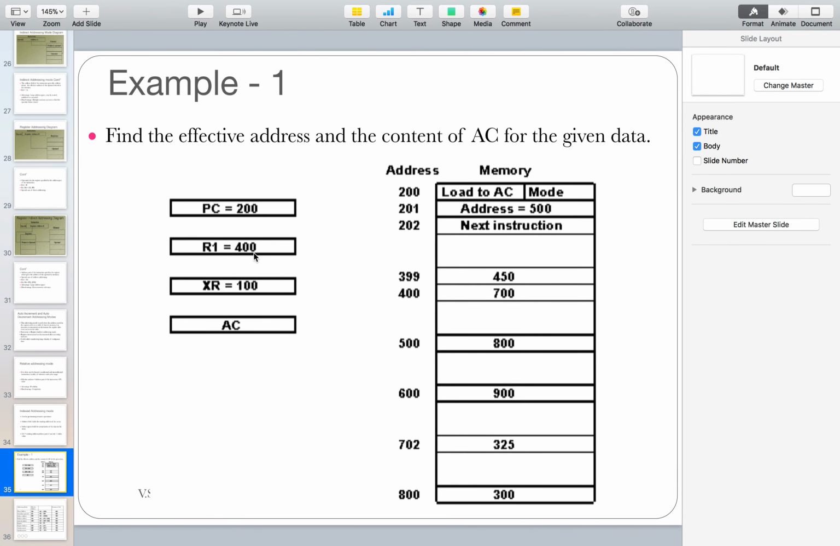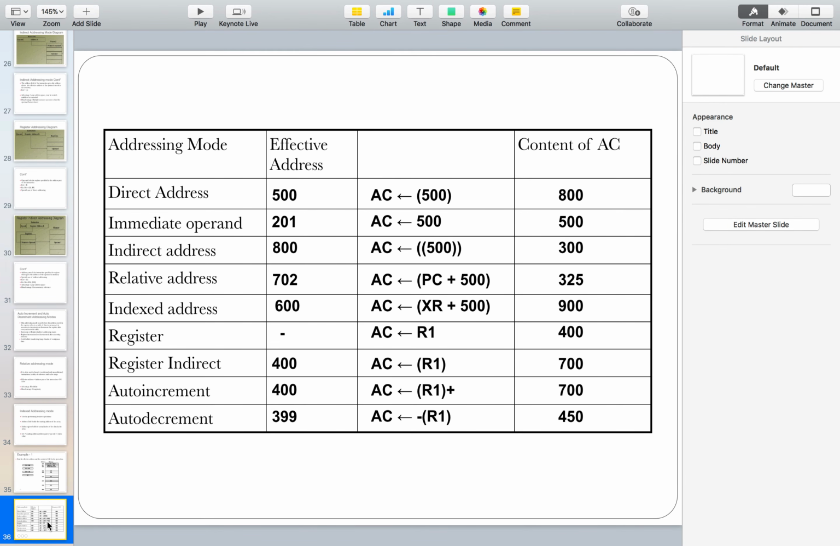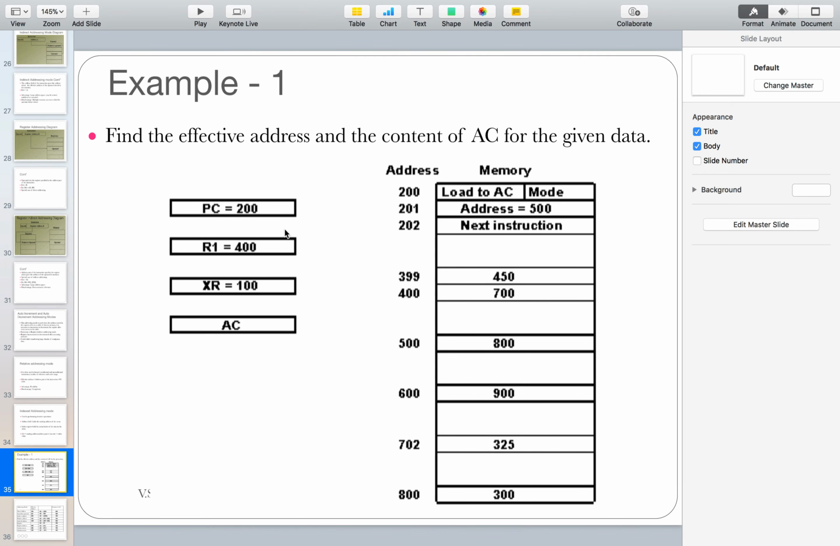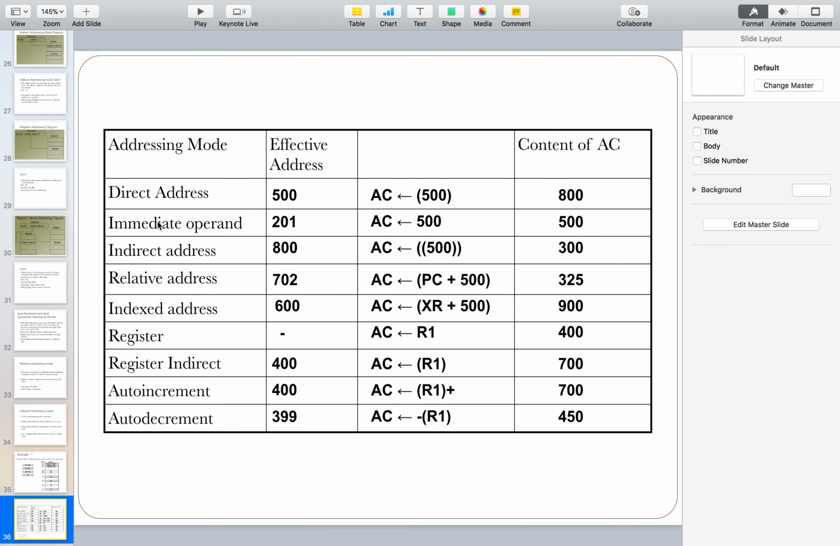Now coming to register indirect. This 400 will act as an address and point to a particular location in the main memory. This 400 points to 700. So the value 700 will be my effective operand and my effective address will be 400. We have completed immediate operand, register direct, and register indirect.